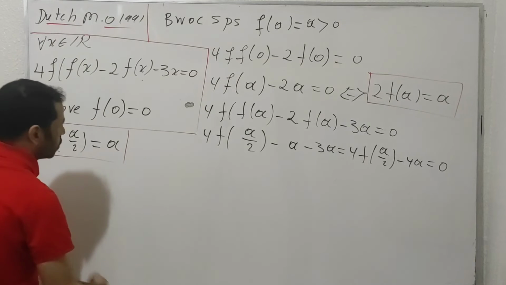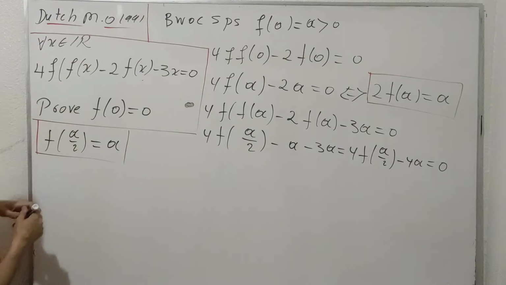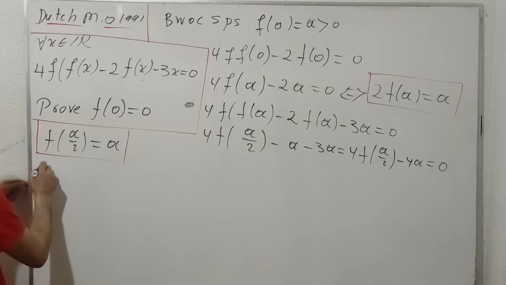So I have 2 things here. I'm going to replace x with A over 2 in this function to see what it gives us also. So we'll have 4.